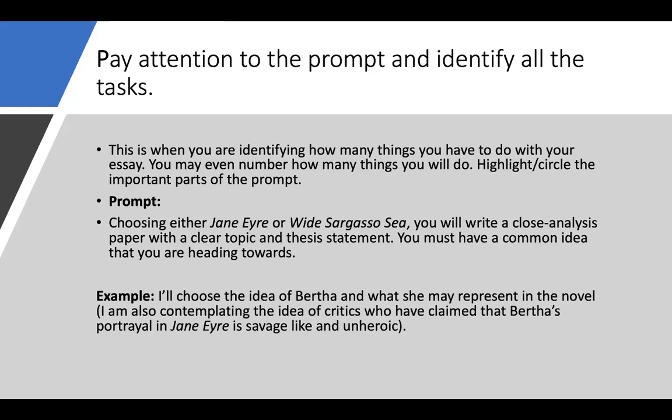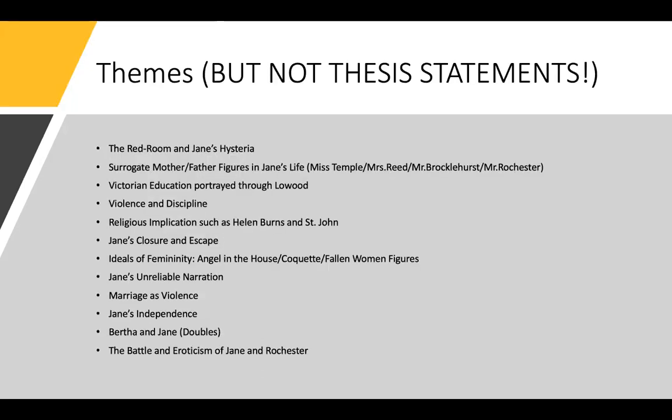For me, from the prompts that I have put here, you don't necessarily have to do any of these. You can have your own. So the Red Room and Jane's Hysteria, surrogate mother-father figures, Victorian education, violence and discipline, religious implication, Jane's closure and escape, ideals of femininity, Jane's unreliable narration, marriage as violence, Jane's independence, Bertha and Jane, the battle of eroticism of Jane and Rochester. So you can choose any of these topics. You can choose another topic that you have already thought about.